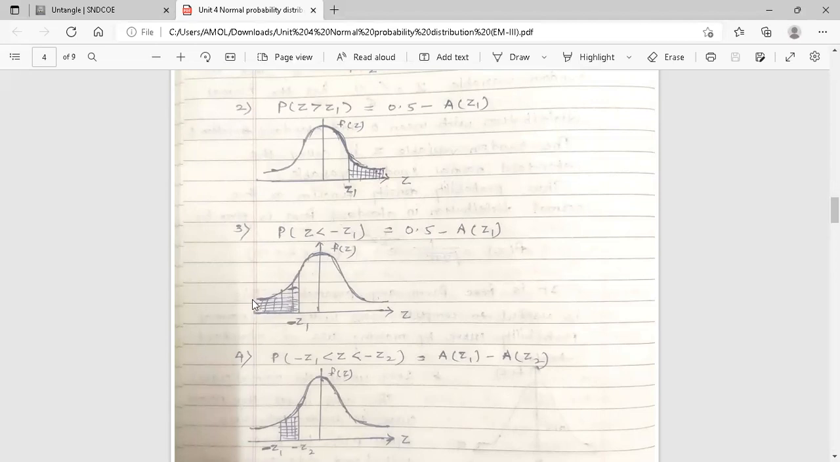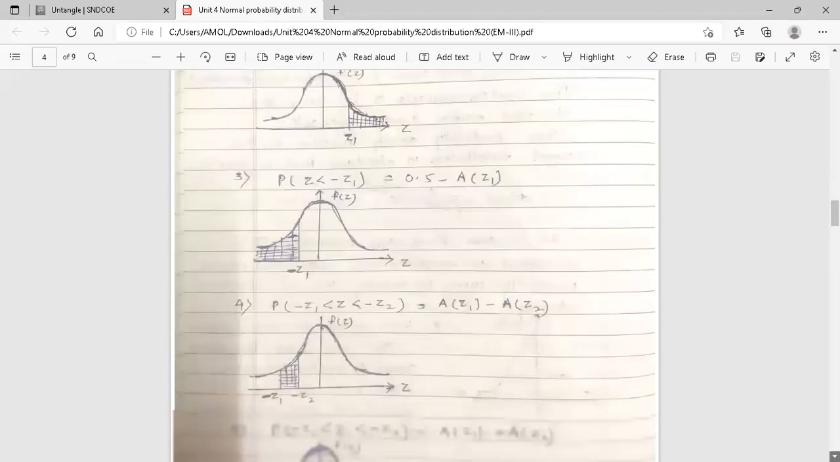Now how to calculate this probability? This LHS side complete region is of 0.5, and you subtract the area of Z1. Area of Z1 is this blank region. If we subtract this region from 0.5, we have the area of the shaded portion, and the area of the shaded portion is nothing but the probability of Z less than minus Z1. So the formula is 0.5 minus area of Z1.